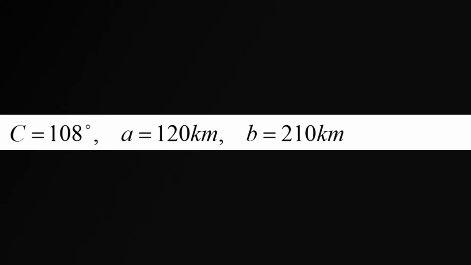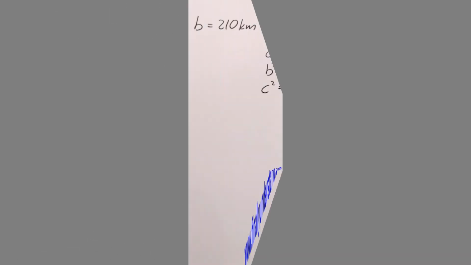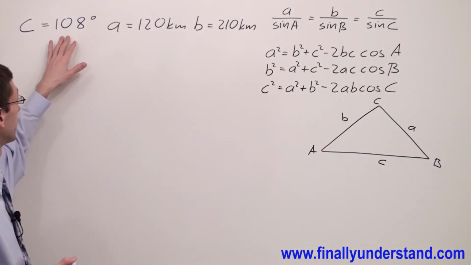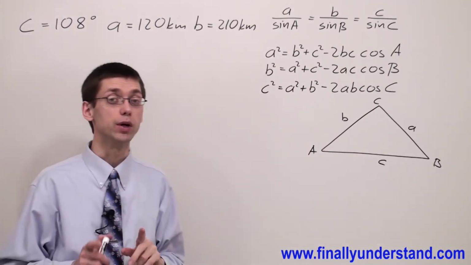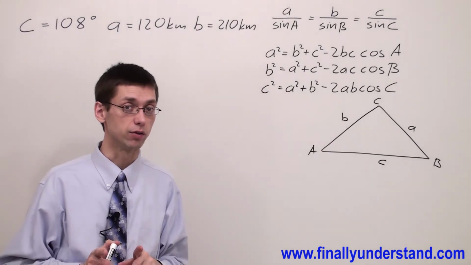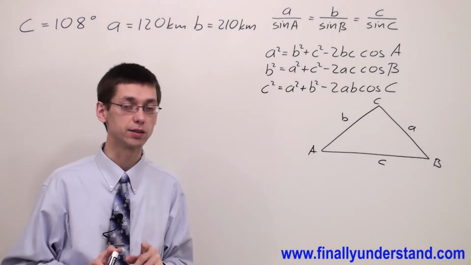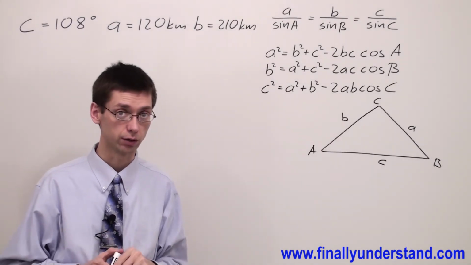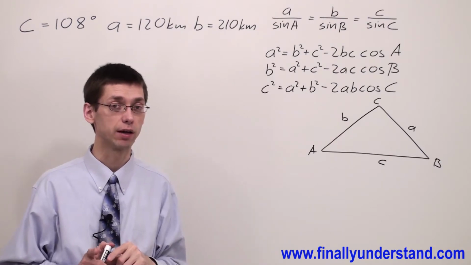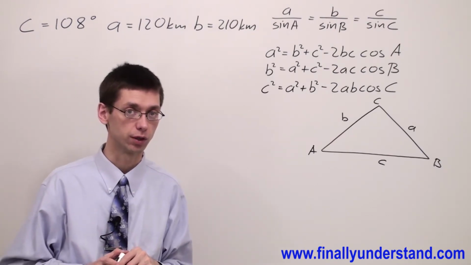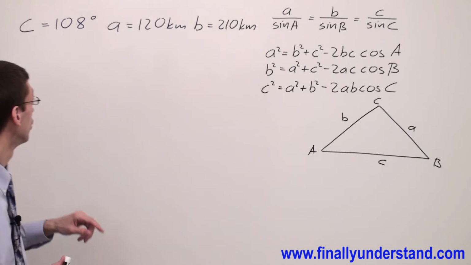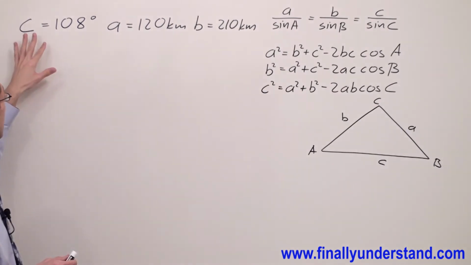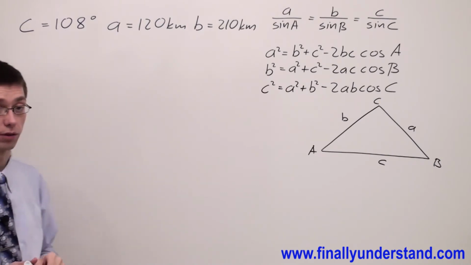Let's take a look at this example. Please notice that this time we have been given an obtuse angle. If we have been given an obtuse angle, the remaining angles must be acute angles, because in a triangle we can have only one obtuse angle. Also, please notice that the opposite side to angle C is not given.